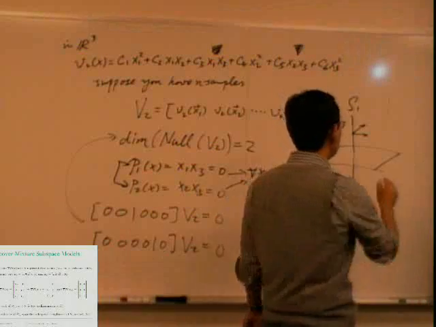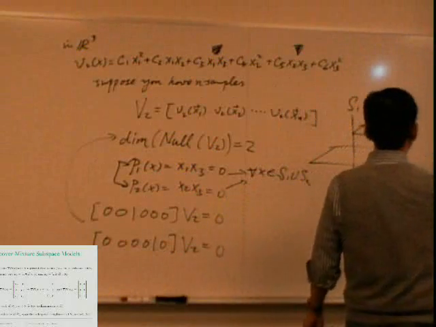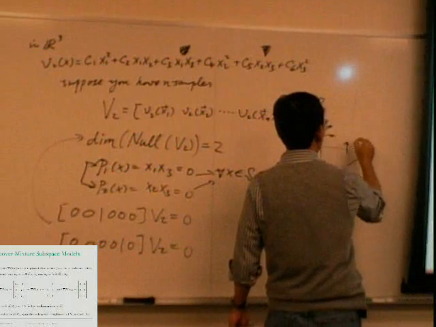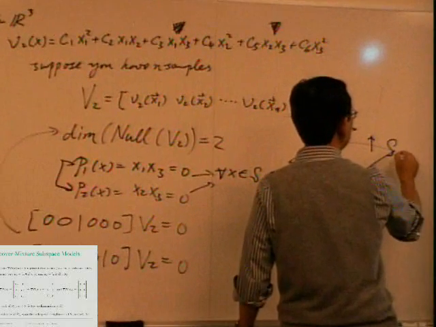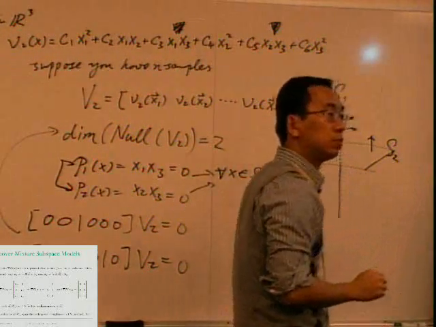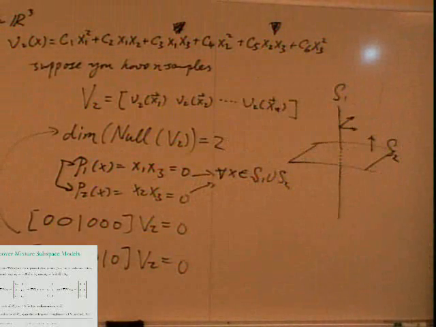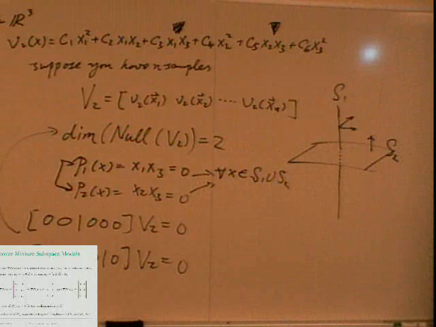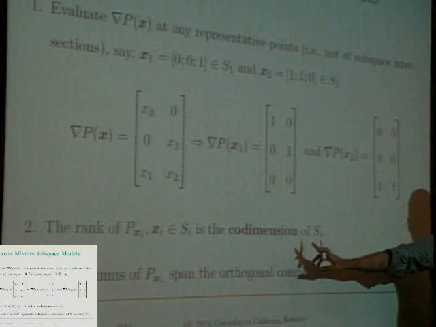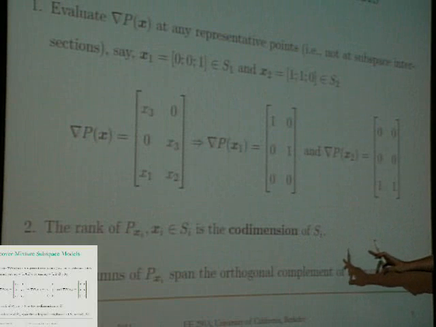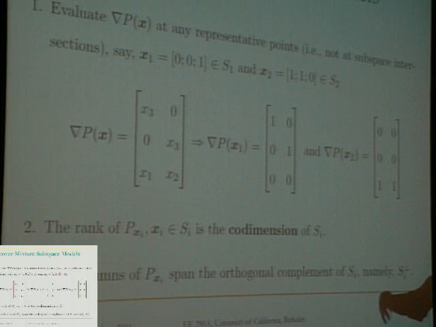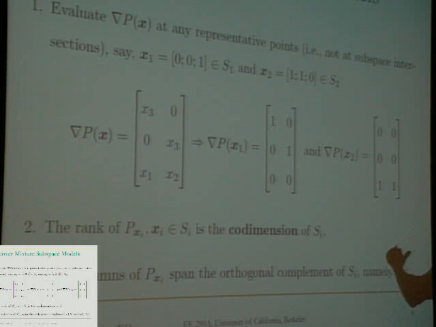It's the same. And you do the evaluation of the second one, that gives you a single normal vector perpendicular to S2. Okay? So the conclusion is that after you evaluate the derivative, if you compute the rank of this, it tells you the codimension of Si. Remember, the codimension is d minus the dimension, which is also the dimension of the subspace that's orthogonal to the subspace.